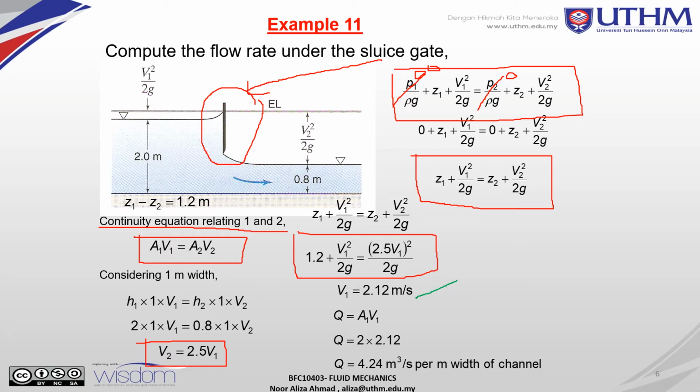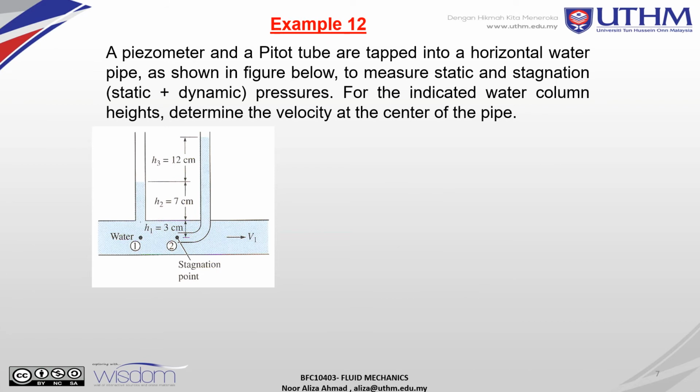After you get the velocity V1, we get the Q. So Q is 4.24 cubic meters per second per meter width of channel. Example 12. A piezometer and a pitot tube are tapped into a horizontal water pipe, as shown in the figure below. They measure static and static plus dynamic pressure for the indicated water column heights. Determine the velocity at the center of the pipe.